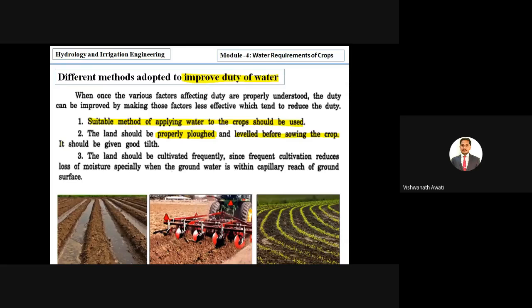Here good tilth has to be given, a loosening of soil. Next, third point, the land should be cultivated frequently. The land should be cultivated frequently to save the moisture content of the soil, correct? Okay, so then we'll go for next points.